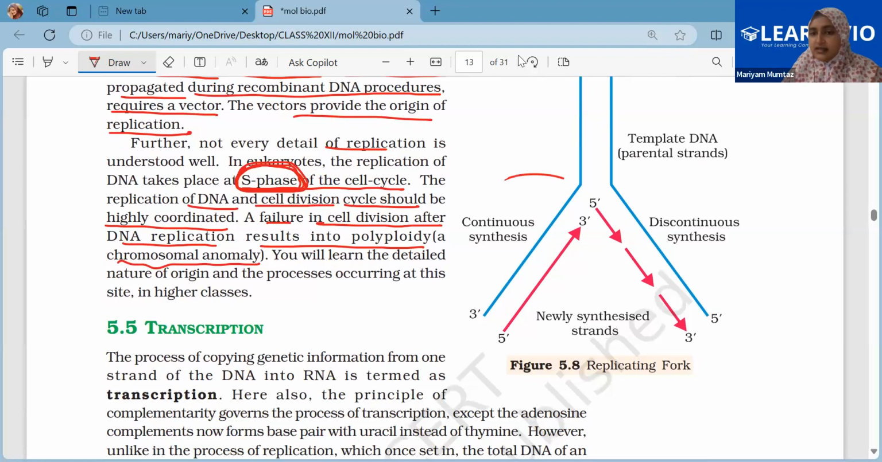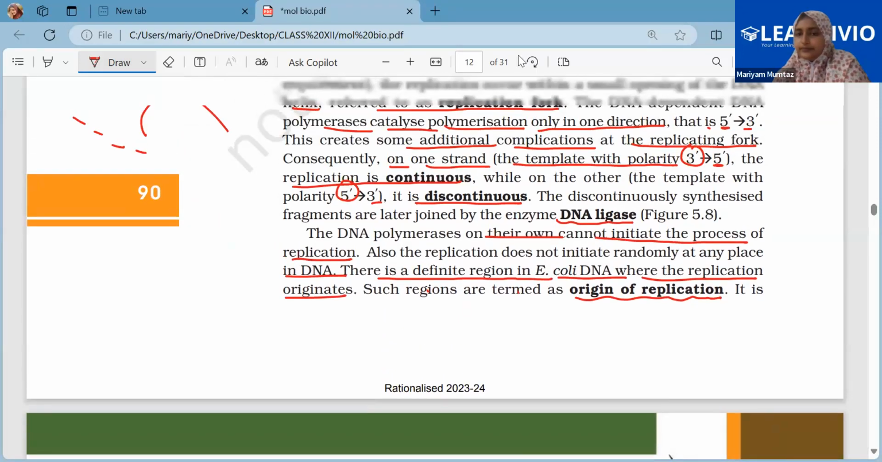And see, this is a replication fork. And here, see, from 5' to 3', there is the discontinuous strand. And then here is the continuous strand. These fragments are also known as the Okazaki fragments, and they will be joined by the DNA ligase. So DNA replication is clear, students?